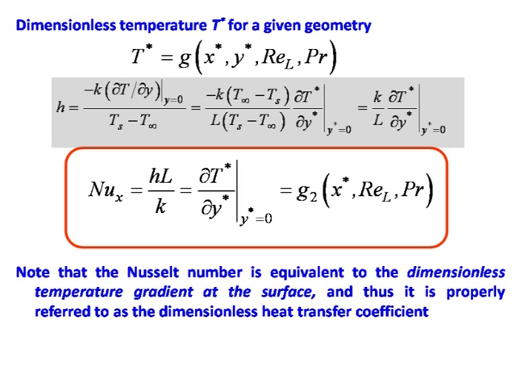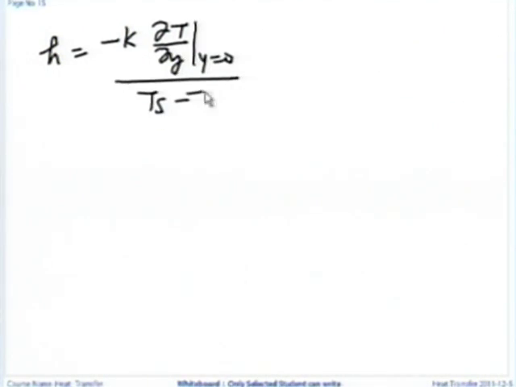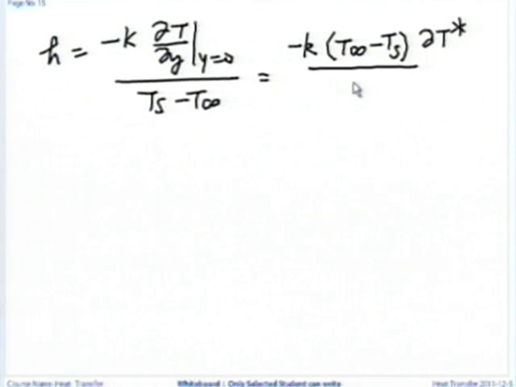in the first lecture: minus k of fluid dT by dy at the wall divided by T_s minus T infinity. This on non-dimensionalization is going to give me dT by dy. I will just do this very quickly because this is important. h is equal to minus k dT by dy at y equal to 0 divided by T_s minus T infinity. This is going to be minus k times T infinity minus T_s times dT star divided by L dy star. I hope I am doing this right.